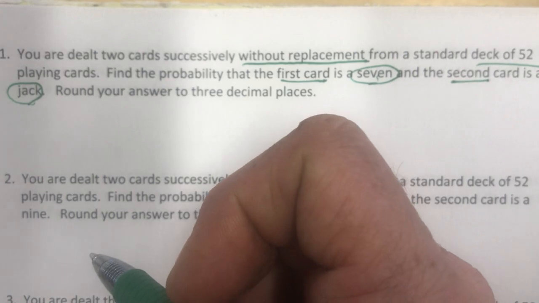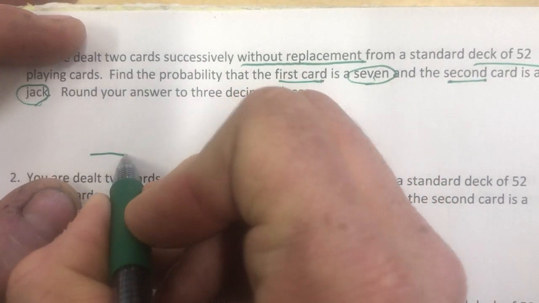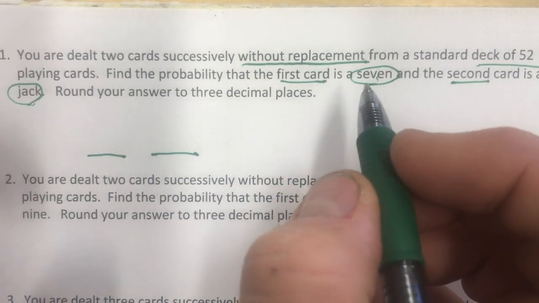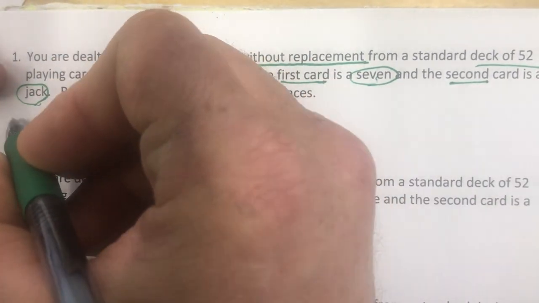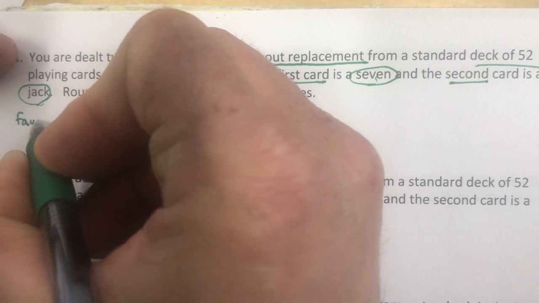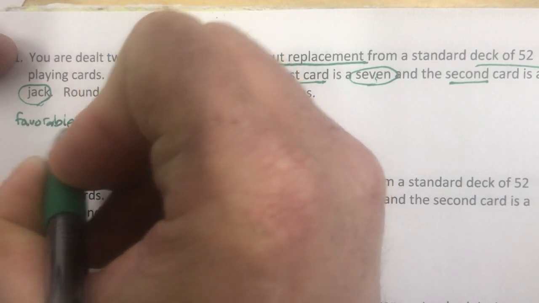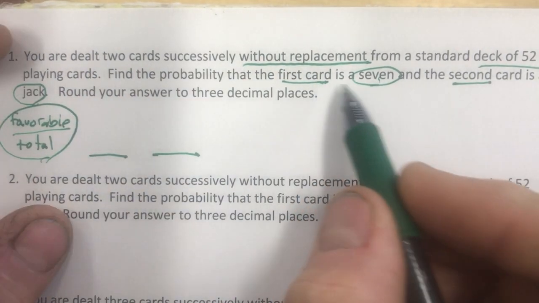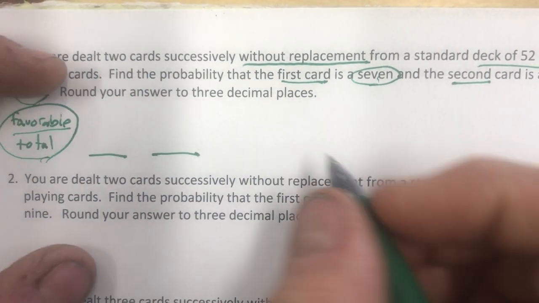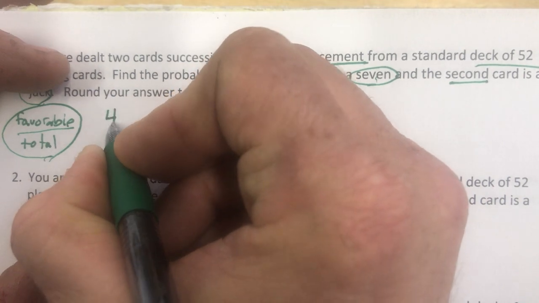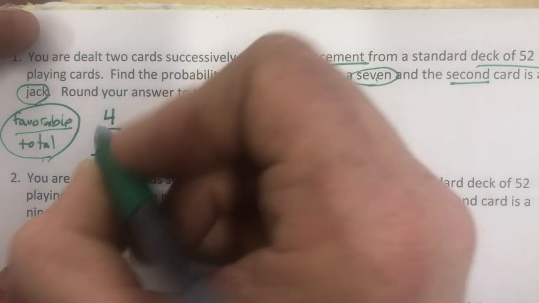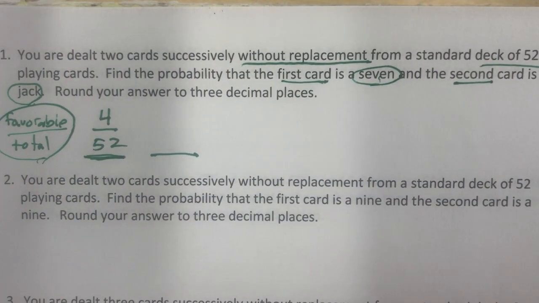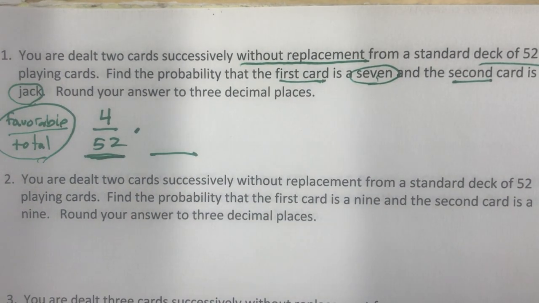Okay? All right, so we have 2 events here. The first one we want a 7. All right, so remember on probability, it's favorable divided by the total. All right, so how many 7s are there that's favorable? There's 4 of them. So 4 out of 52 total. So there's my probability for the first event. Okay, and we're going to multiply.